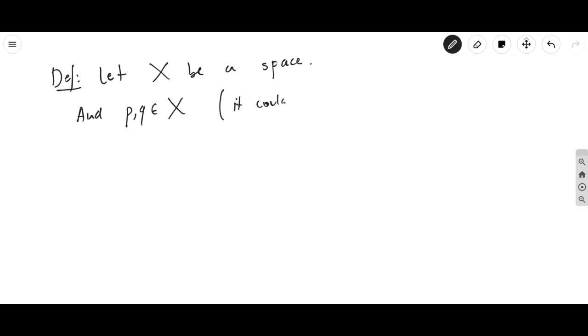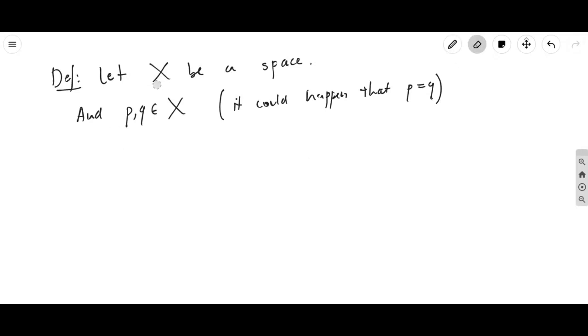So first I want to say what a path is. Let's make this definition. Let X be a topological space, or a metric space, or a subset of Euclidean space, however you prefer to interpret what we mean by a space. And P and Q are points in X. So we're assuming, of course, X is not empty, and it could happen that P is equal to Q. So they could be the same point.